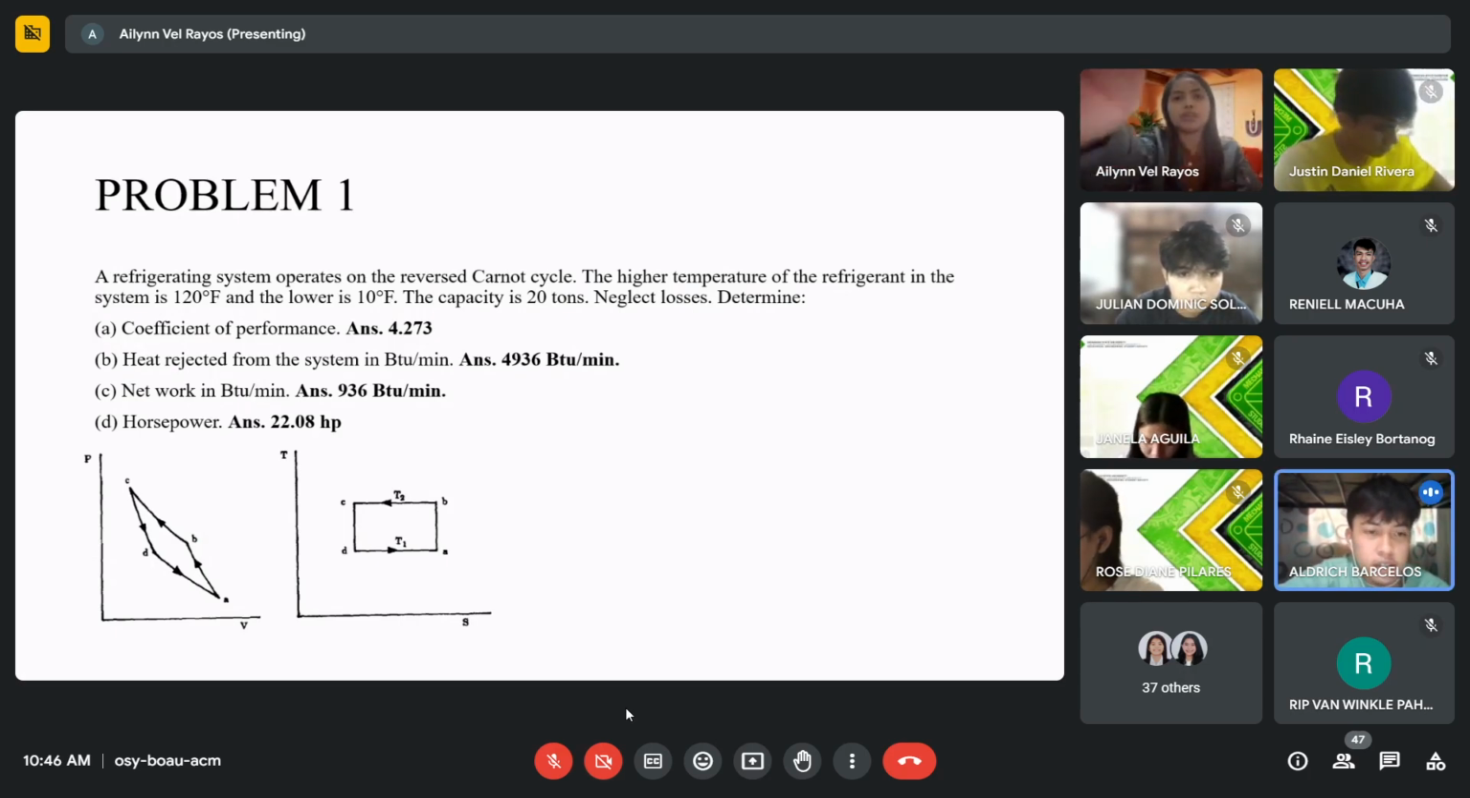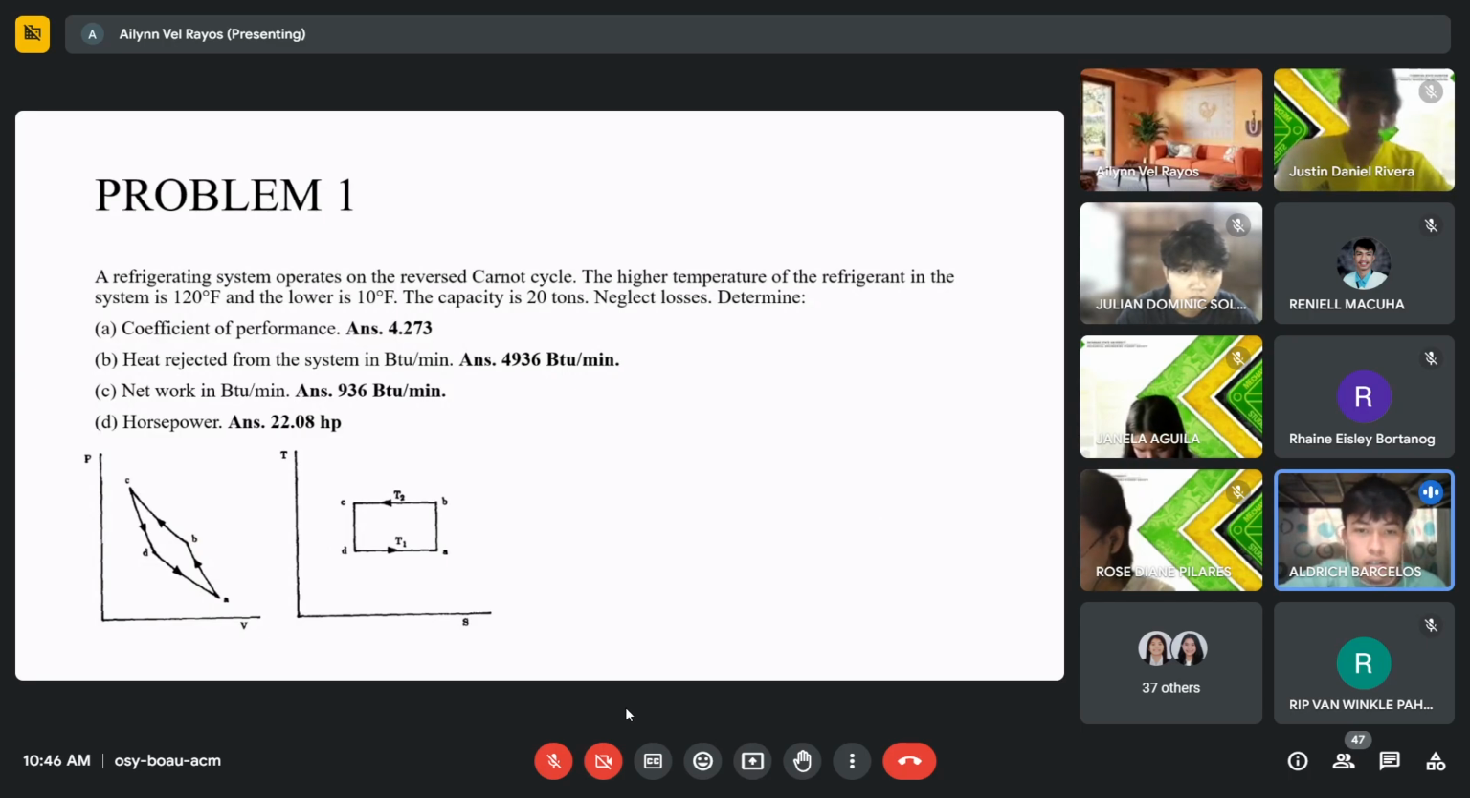A refrigerating system operates on the reversed Carnot cycle. The higher temperature of the refrigerant in the system is 120 degrees Fahrenheit and the lower is 10 degrees Fahrenheit. The capacity is 20 tons. Neglect losses.